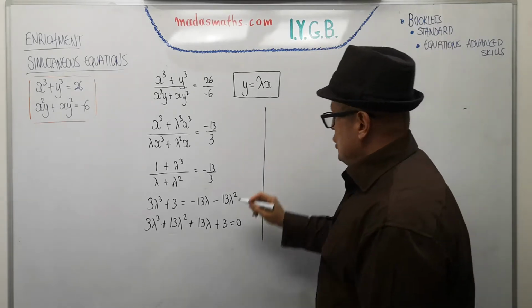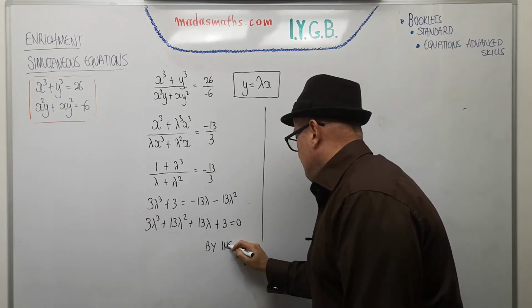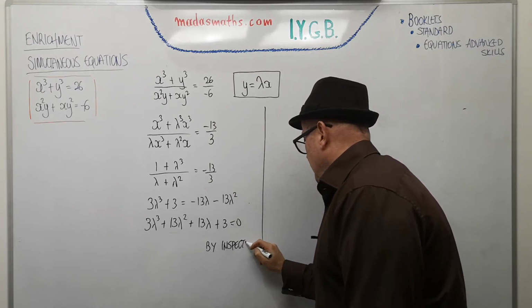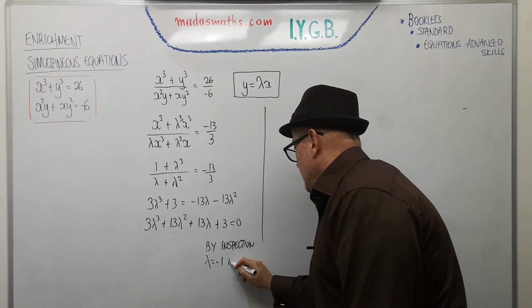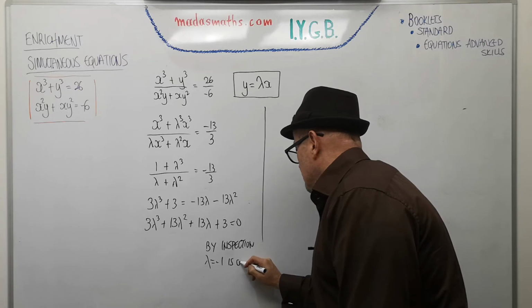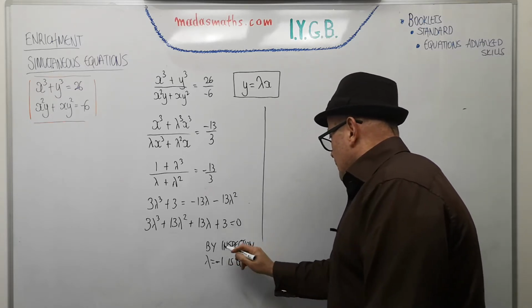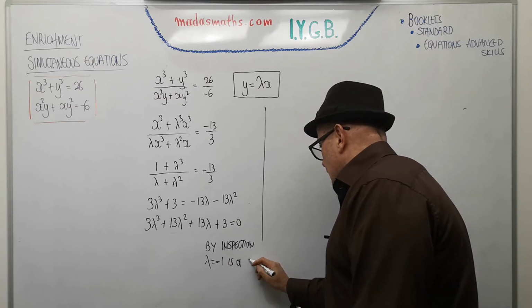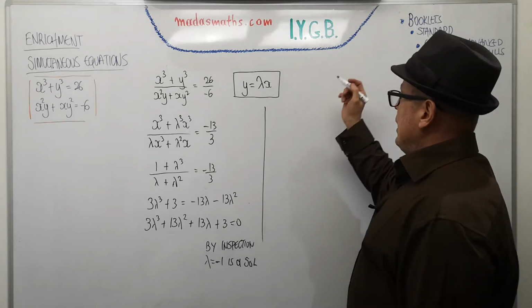So by inspection, lambda equal to -1 is a solution. I'm writing half uppercase, half lowercase. What's happened to my brain these days? I don't know. By inspection, lambda equal to -1 is a solution, so we can proceed from there.